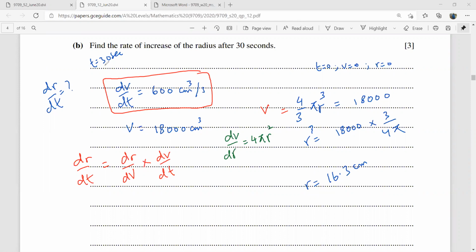You're given the time, and at this time you've already calculated the radius. So you put this radius into this to get the numerical value of dV by dr. So dV by dr is going to be 4 pi into 16.3 whole square. So guys, tell me what is this dV by dr? And let's put it here. That would be 1 over this answer times 600. Sir, 3,338. That is your dV by dr.